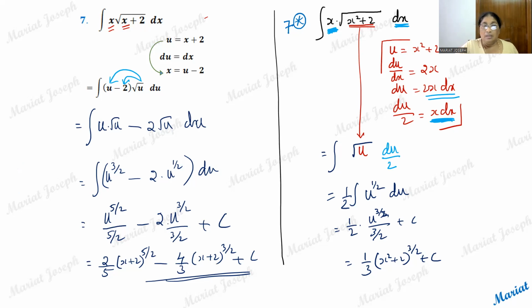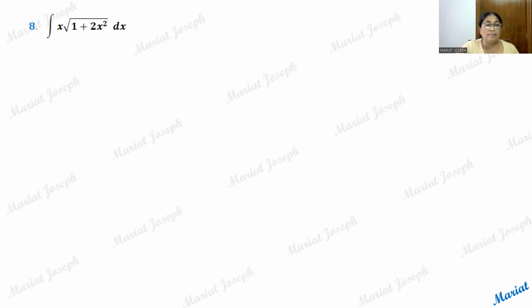Now, going to the next question, question number 8. This is like that 7 star only. Take u as 1 plus 2x square completely. Then differentiate. du by dx will be the derivative of 1, which is 0, plus 4x. Then cross multiply, du equals 4x dx.